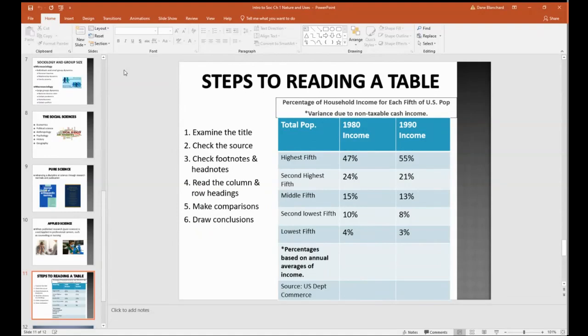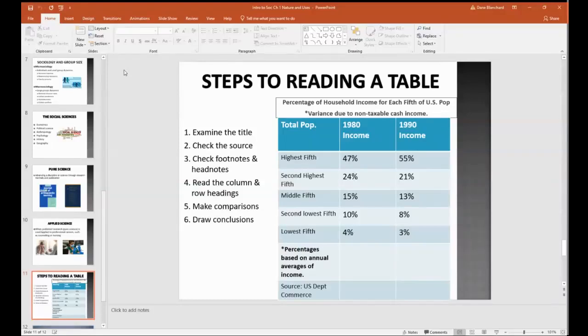First off, we will examine the title, which is typically at the top. With this chart here, it says this is the percentage of household income for each fifth of the U.S. population. When it comes to these numbers and these statistics, it's usually going to be where the source is. So number 2 is check the source. The source is usually at the bottom.